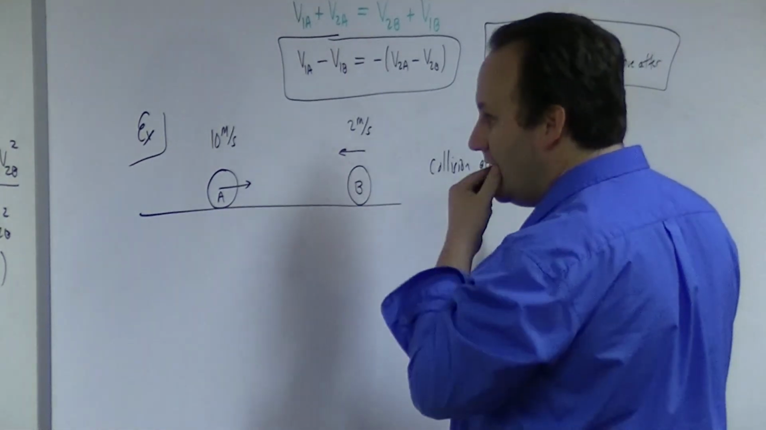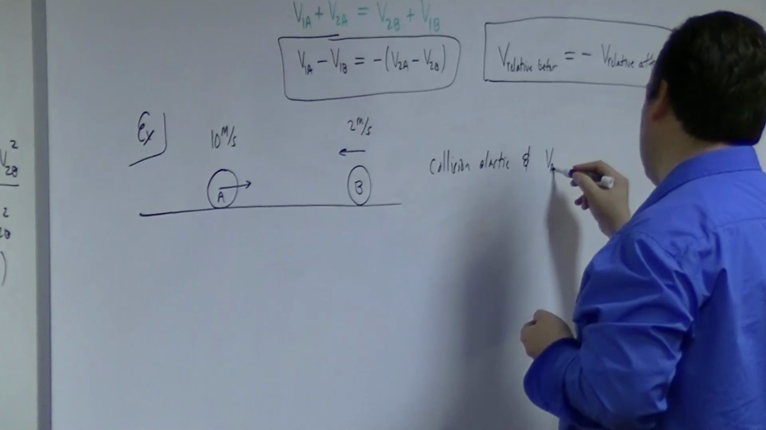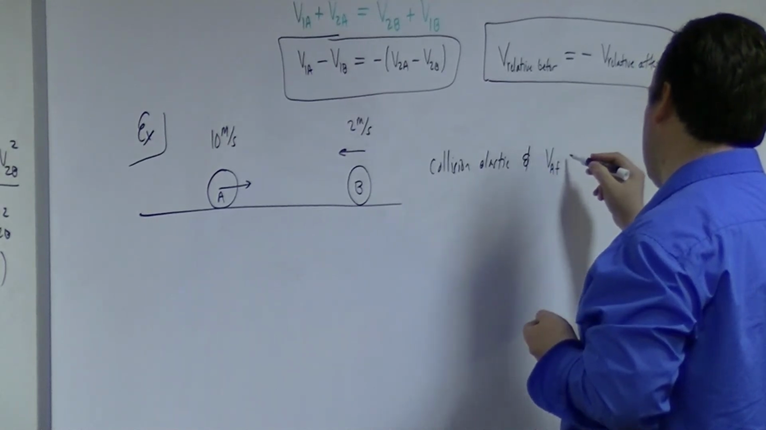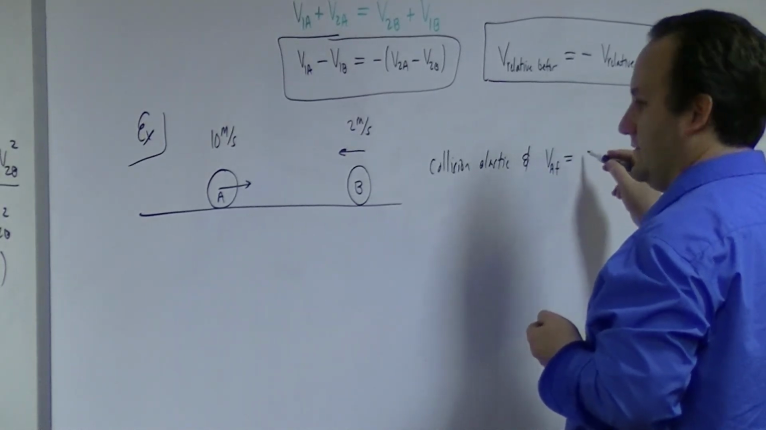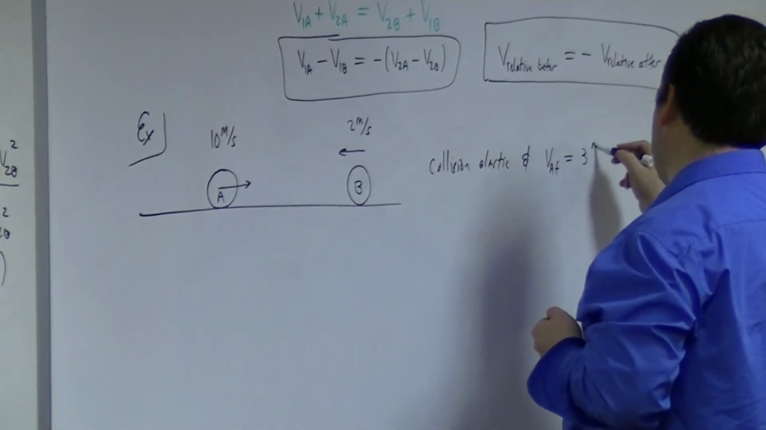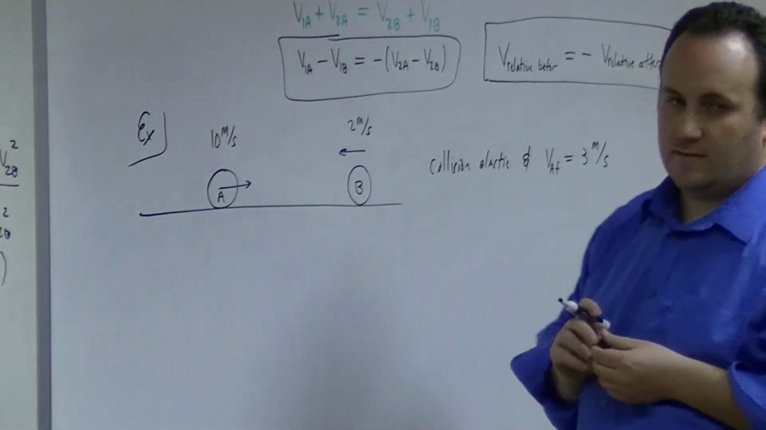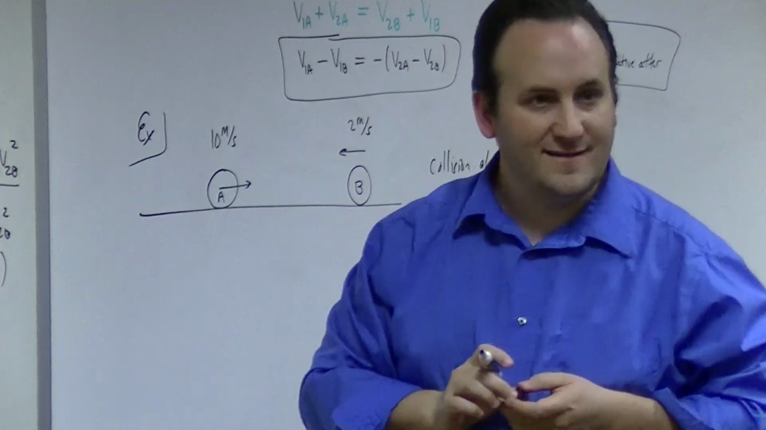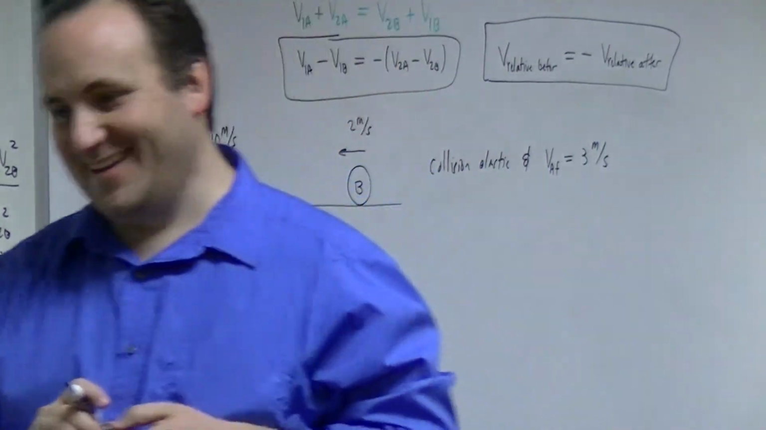So what decides which one? And VAF, the final velocity for A is equal to, I don't know, 3 meters per second.